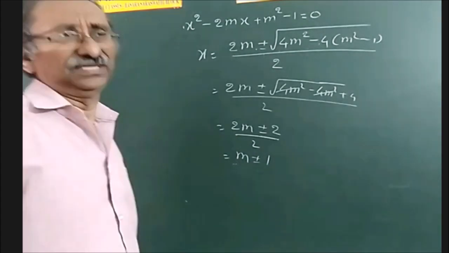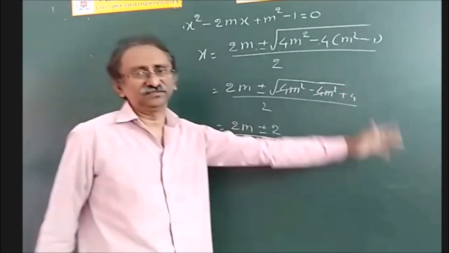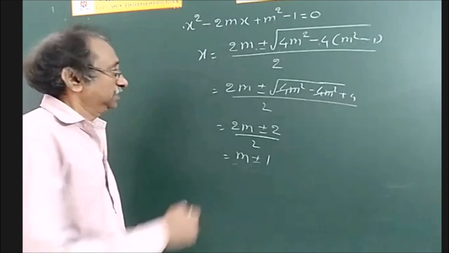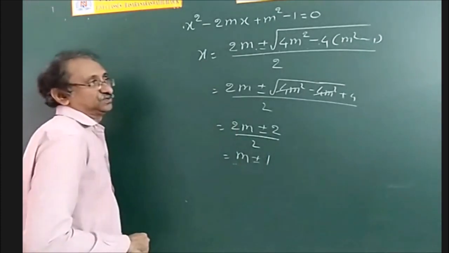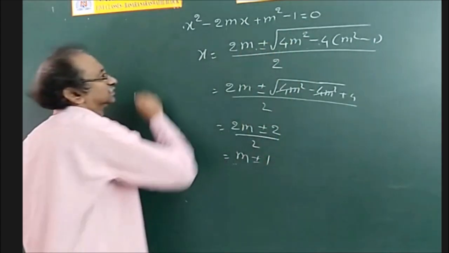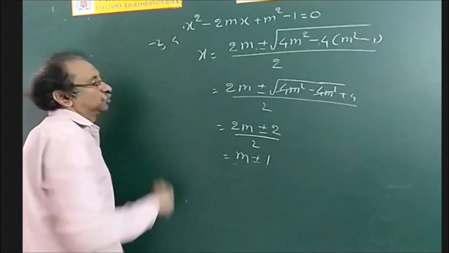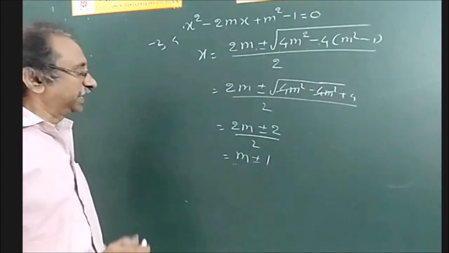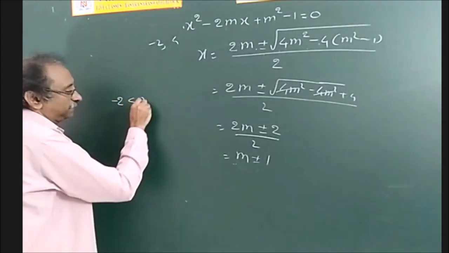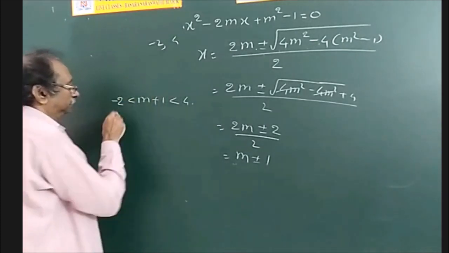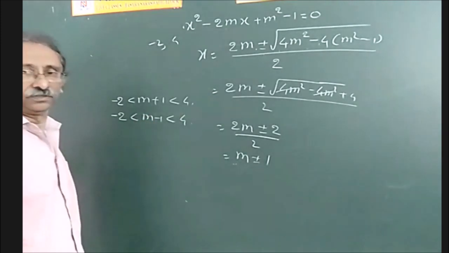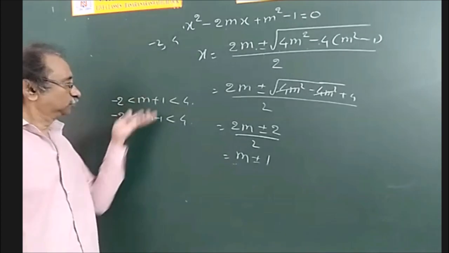The roots are somewhat easy, so don't go for the conditions, as those conditions will be somewhat difficult for you at this stage to solve. So simply x is equal to m plus or minus 1. And what is the condition given? The roots lie in between minus 2 and 4. So minus 2 less than m plus 1 less than 4, and minus 2 less than m minus 1 less than 4. It is better to solve these two only.